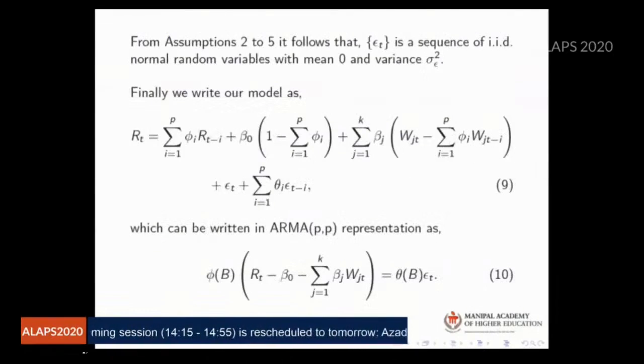So from assumptions 2 to 5, it follows that epsilon t is a sequence of IID normal random variables with mean 0 and variance sigma square epsilon. So finally, we can write our model as equation number 9. If you see, equation number 9 is now in terms of the surrogates instead of the true values, which can further be written as the ARMA(p,p) representation given in equation number 10.